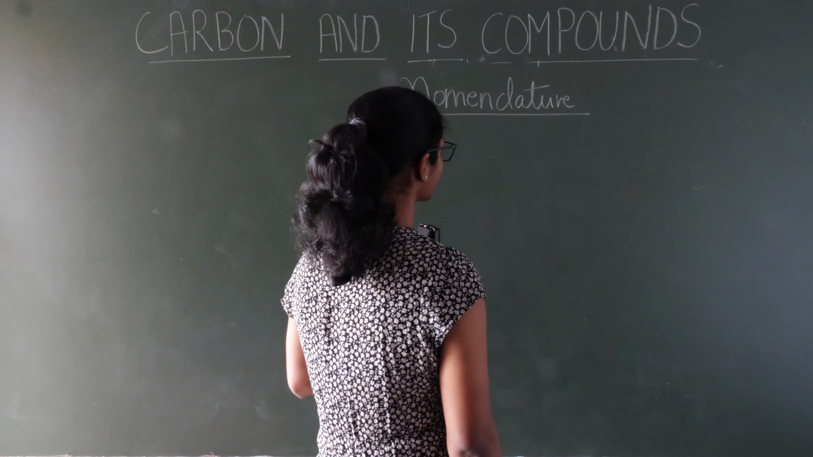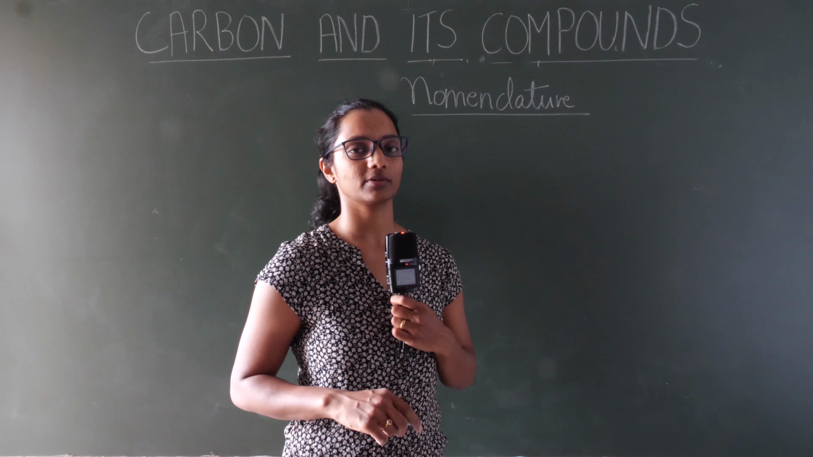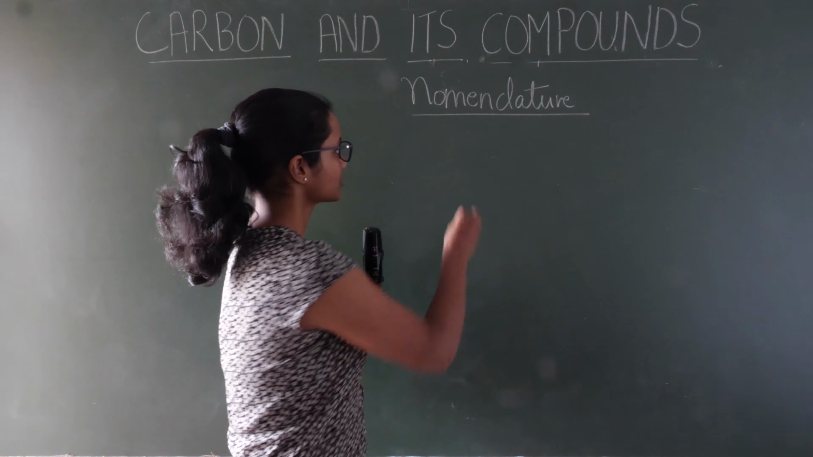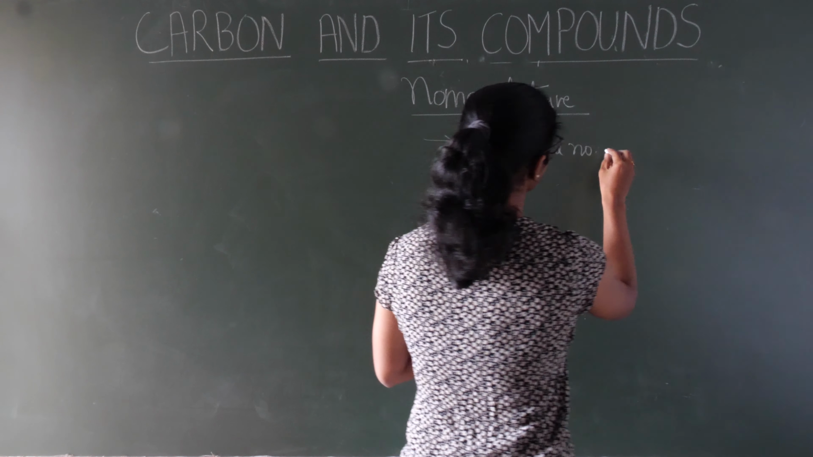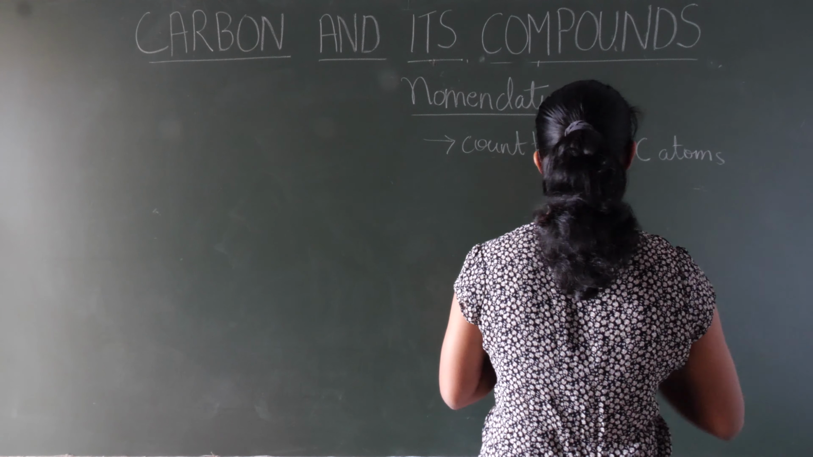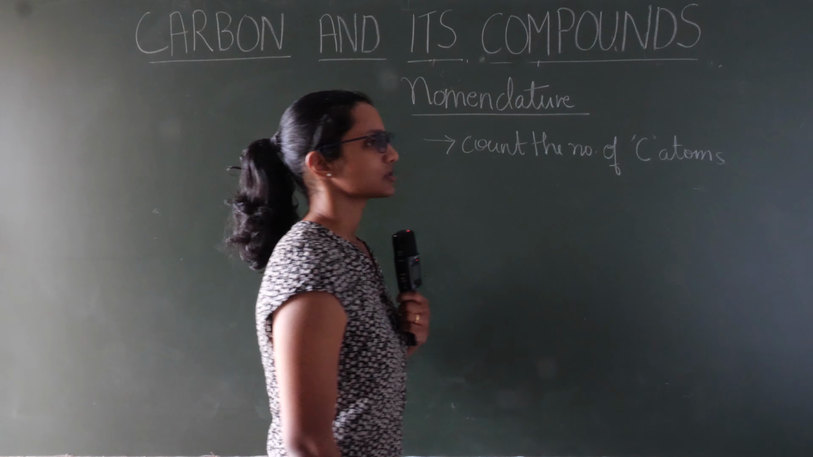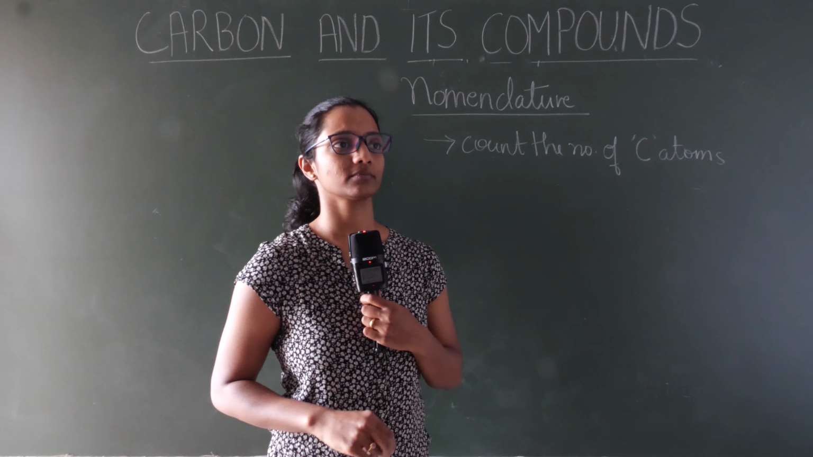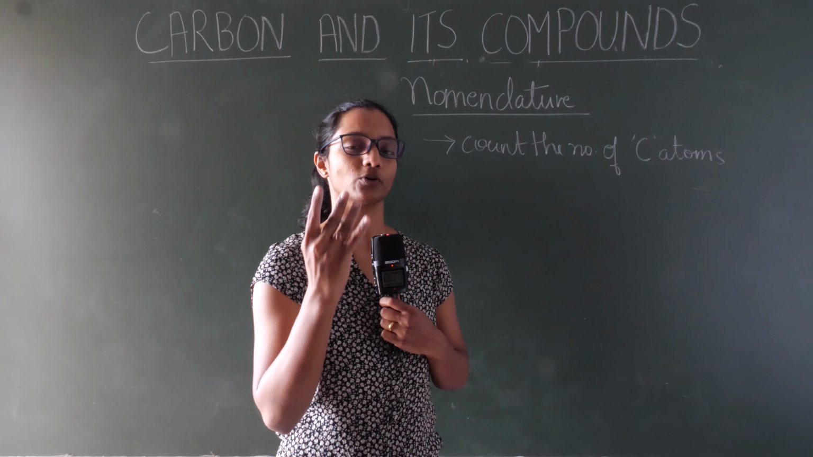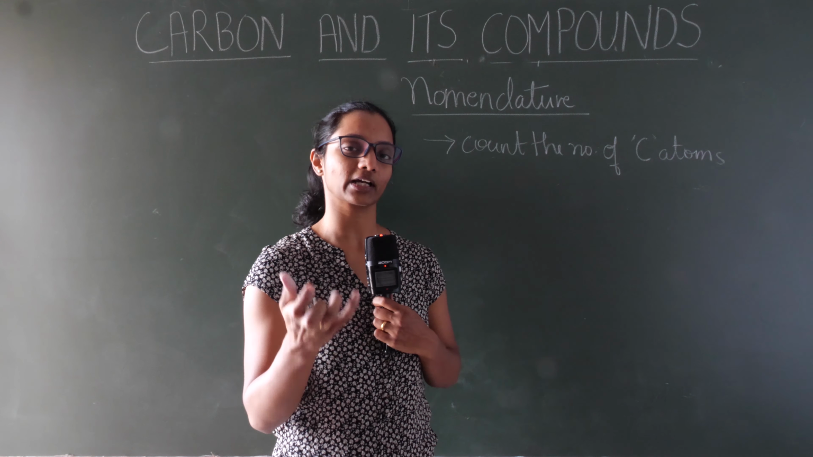So firstly, to begin with, to name them, just count the number of carbon atoms that they have. So the first step is count the number of carbon atoms. Like methane, 1 carbon atom, ethane, 2 carbon atoms, propane, 3 carbon atoms, butane, 4 carbon atoms, pentane, 5 carbon atoms, and so on. So it all depends on the number of carbon atoms present in them.